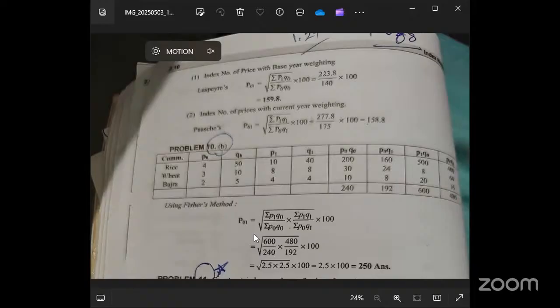So similar to the previous problem, we need to multiply P0 Q0, P1 Q0, then P0 Q1 and P1 Q1. So here they have applied Fisher's ideal method.